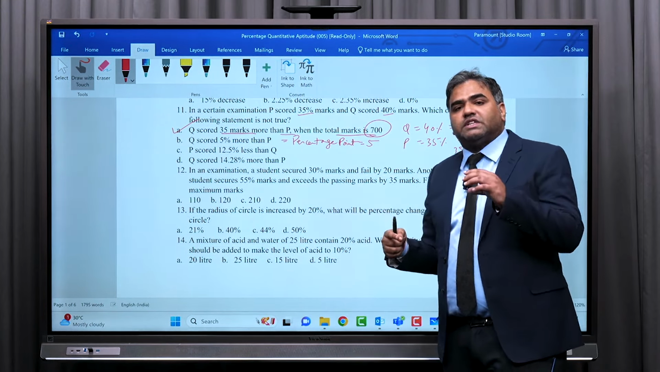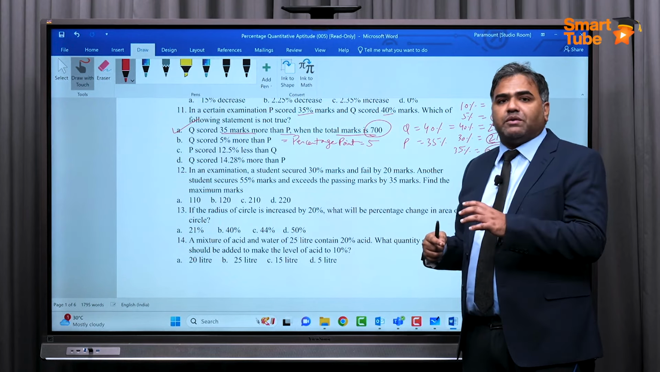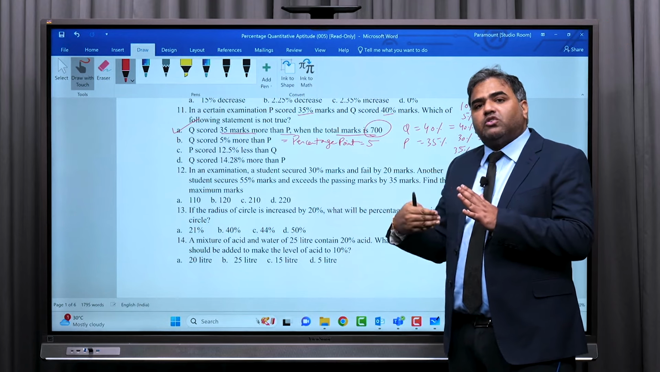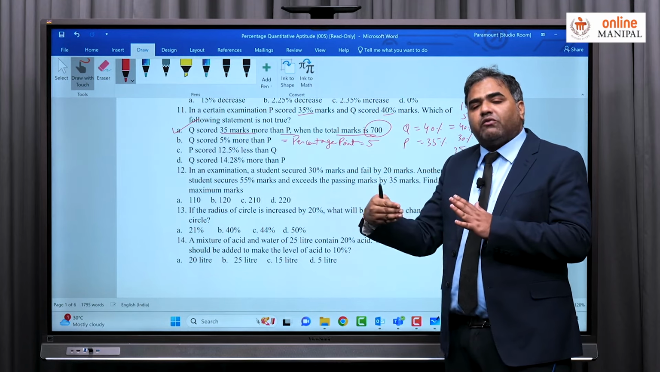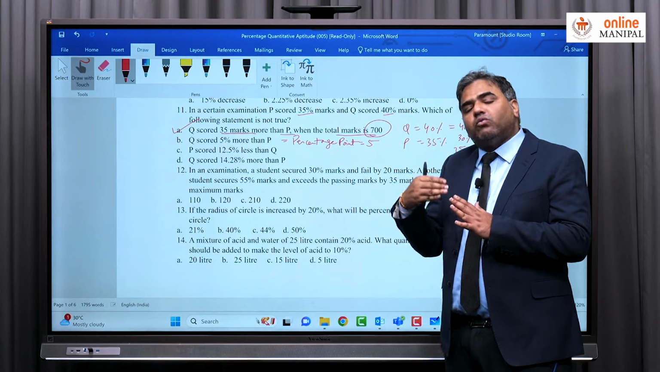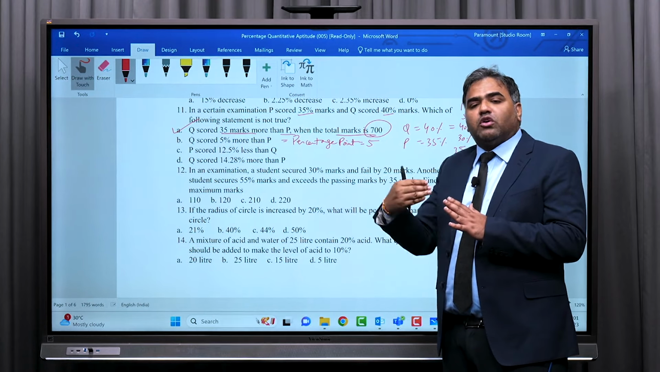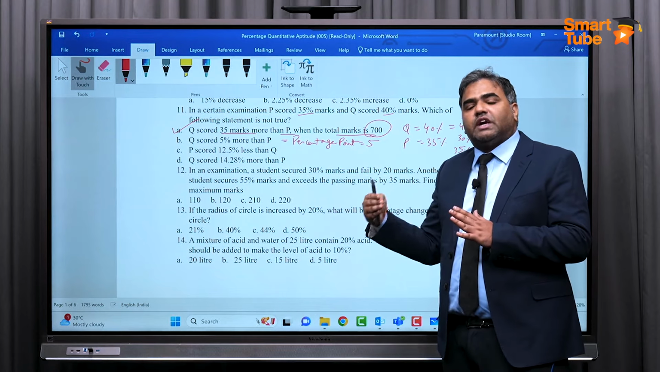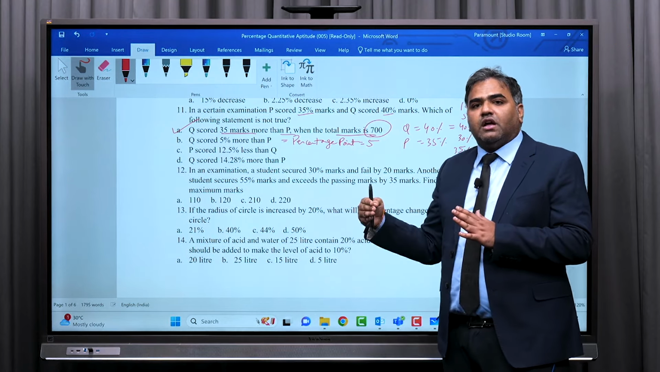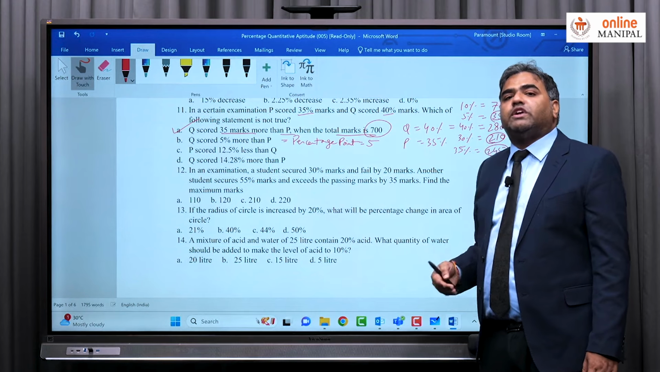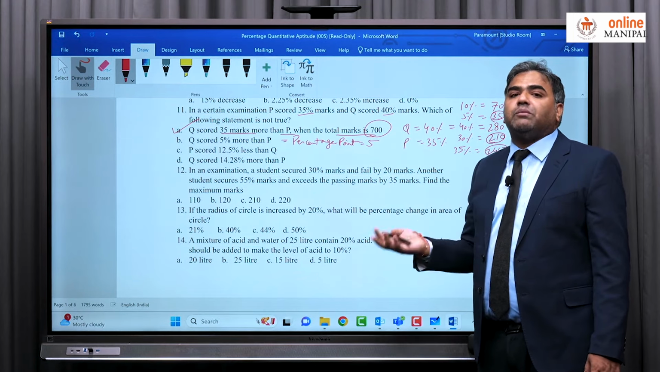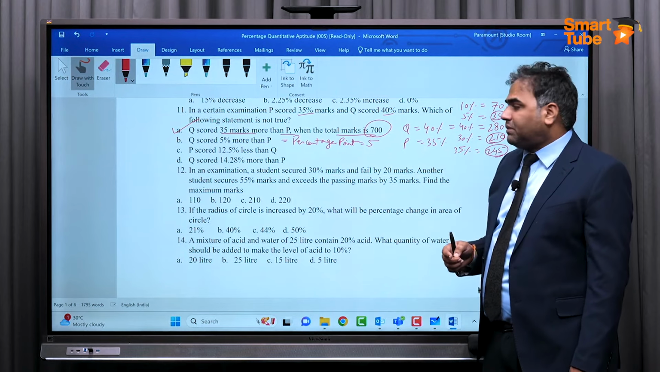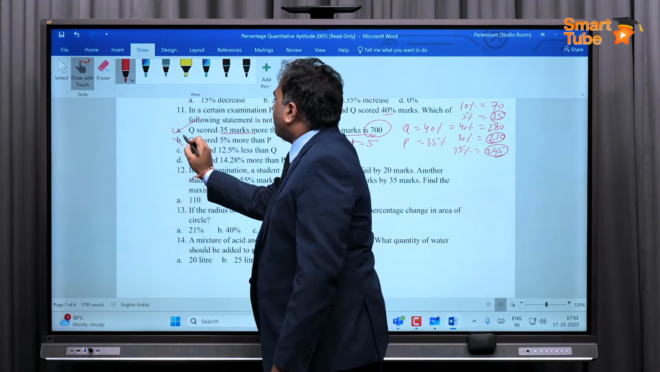Here Q is getting 40%, P is getting 35%. If you find how much percentage Q got more than P, you need to find the difference. We are comparing Q minus P, and we are comparing with P. So you have to do 5 by 35 into 100, that is nothing but 1 by 7 into 100. You will get 14.29%. It won't be 5%. It will be 5 percentage points. So make yourself clear with this concept. So the wrong statement would be option B.